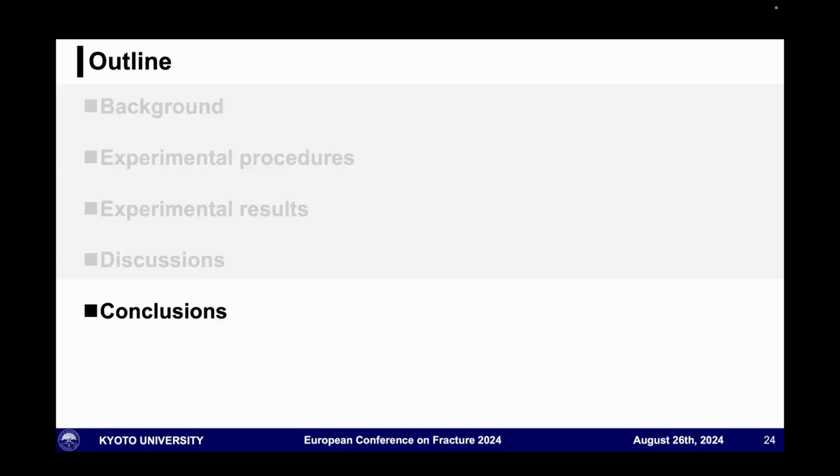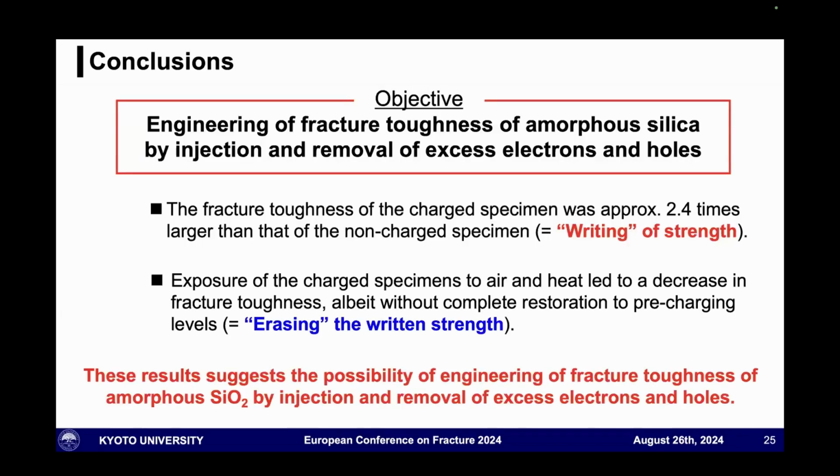Finally, I will conclude my presentation. The objective of this study is engineering of fracture toughness of amorphous silica by injection and removal of excess electrons and holes. In order to achieve this objective, we conducted micropillar splitting tests on non-charged, charged, vented, and annealed specimens, and these results were obtained. First, the fracture toughness of the charged specimen was approximately 2.4 times larger than that of the non-charged specimens, writing the strength.